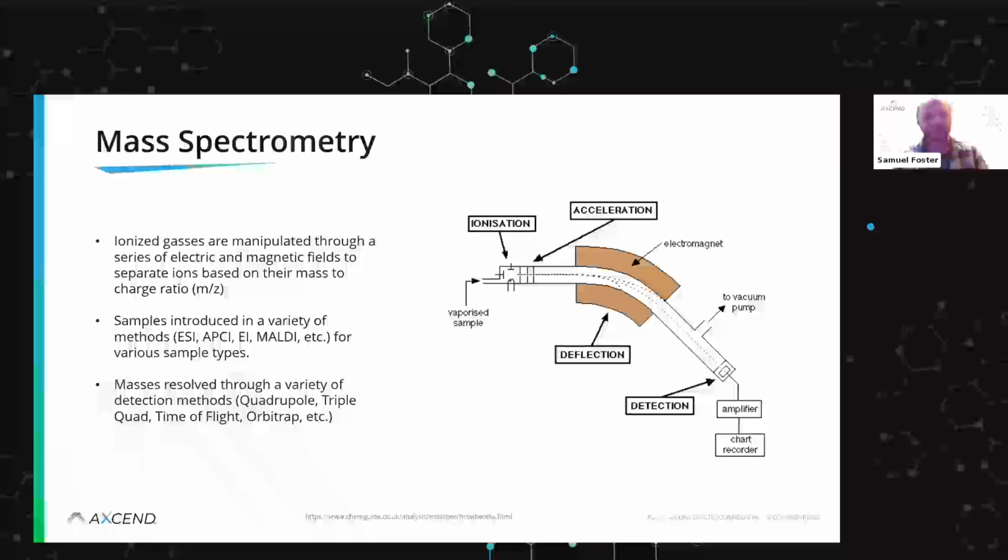Now, for those of you who aren't aware, we have mass spectrometry as a method of detection. This is a very common method of detection.